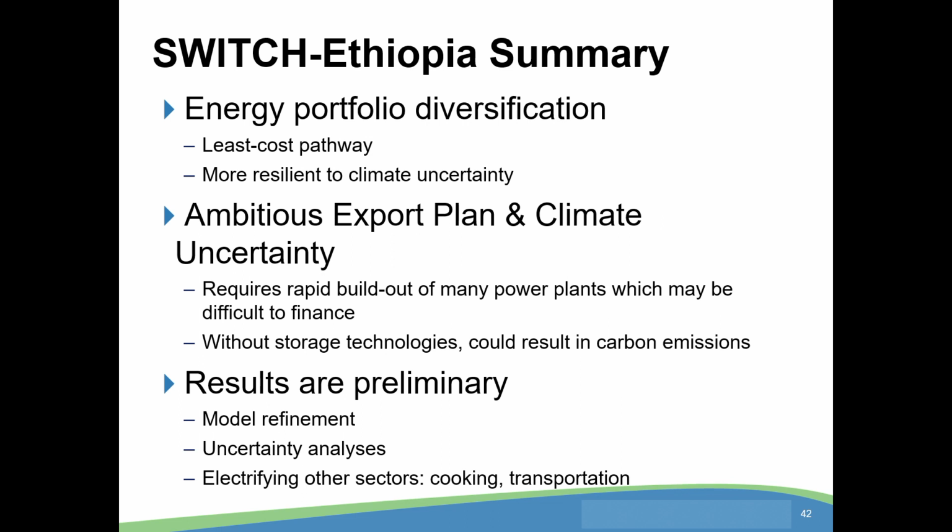However, this collaboration has only just begun, and these initial results will inform many future experiments. We are enthusiastic to continue our partnership with the Ethiopia Electric Power Team as we refine the Switch Ethiopia model. We are hopeful for their future analysis as we incorporate the electrification of other sectors such as cooking and transportation into our model. Thank you for your time this evening, and I will now hand the podium over to Abe to discuss his work on Ethiopian climate policies.